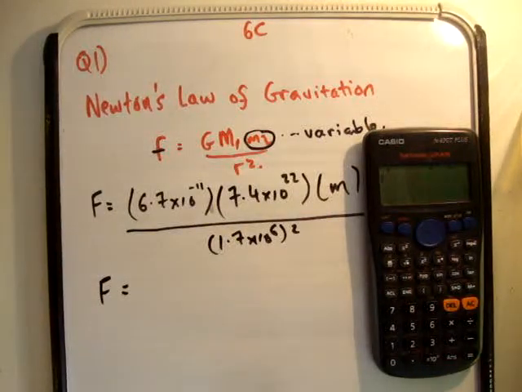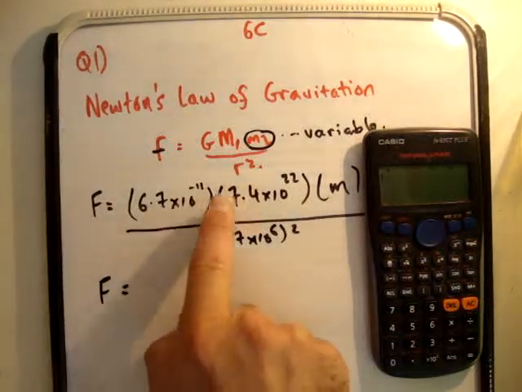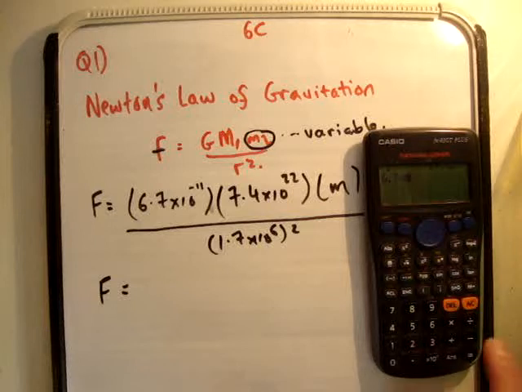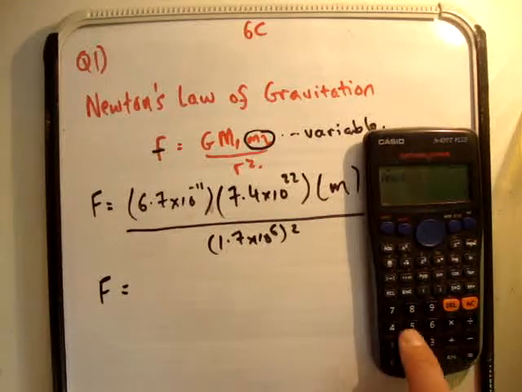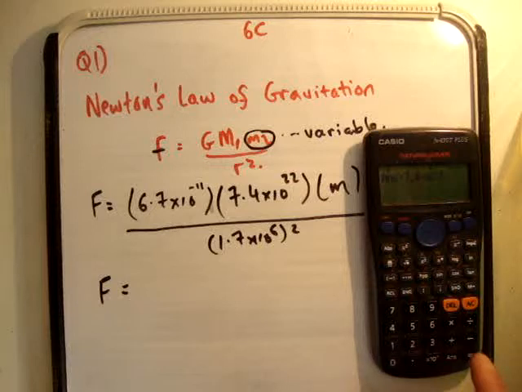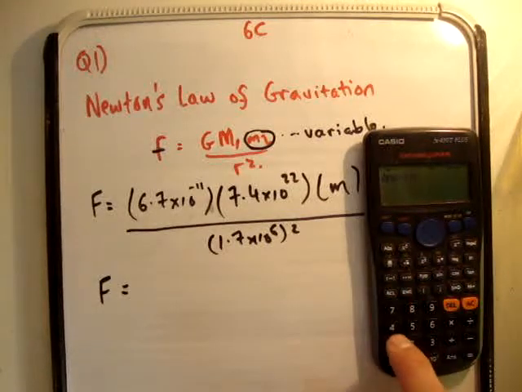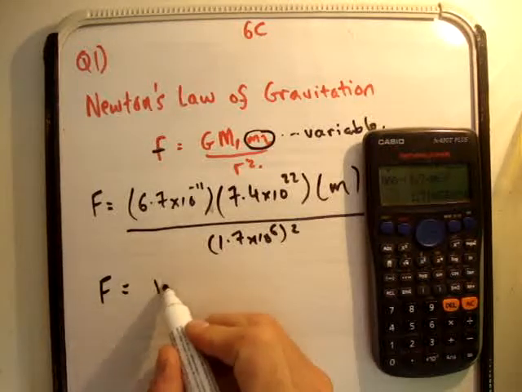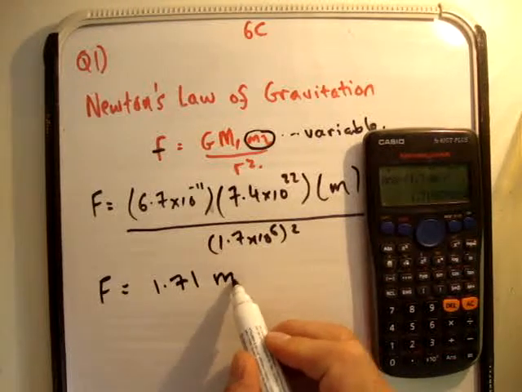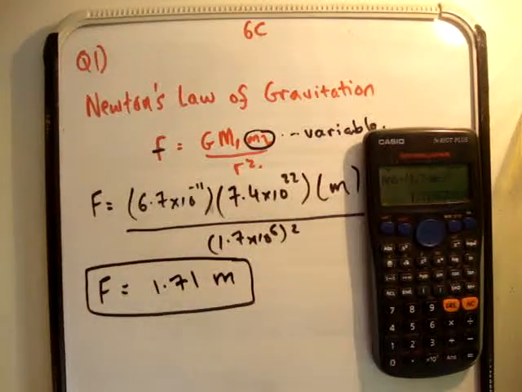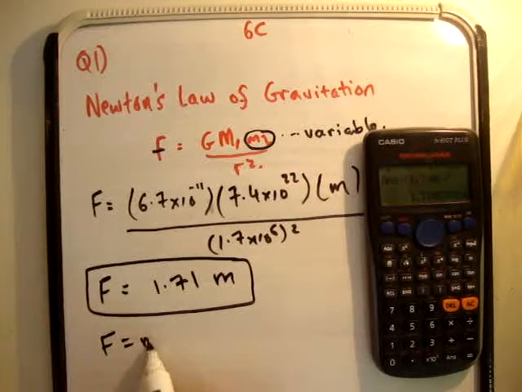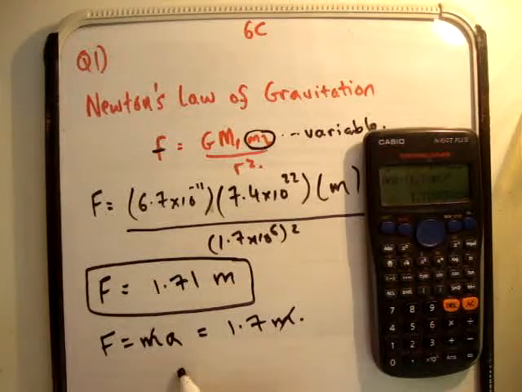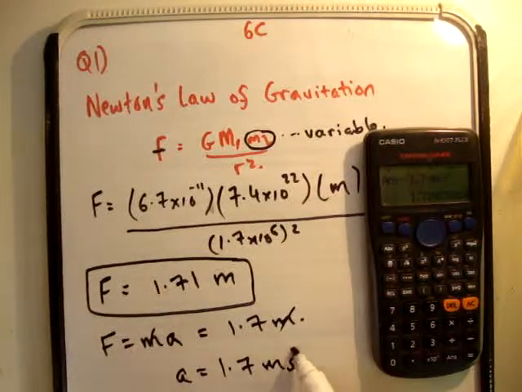So the force due to gravity at the surface of the moon is going to be as follows. By the way, you can actually start adding these powers, but I'm not going to do that today. 6.7, this button here means times 10 to the, and it's 11. Multiply that by 7.4 times 10 to the 22, and divide that by 1.7 times 10 to the 6, squared. We get 1.71 times the mass. But we know that F is equal to ma, which is equal to 1.7 m. Cancel the m's, and a is equal to 1.7 meters per second squared.